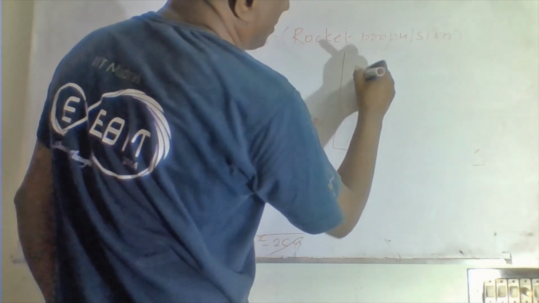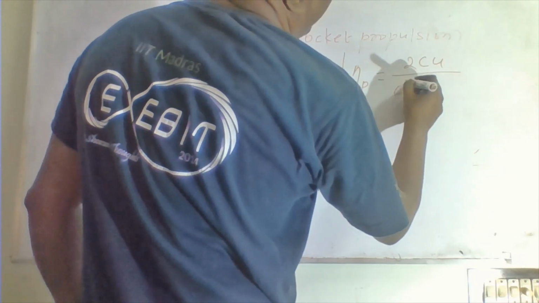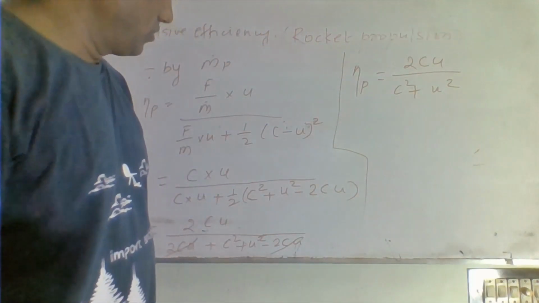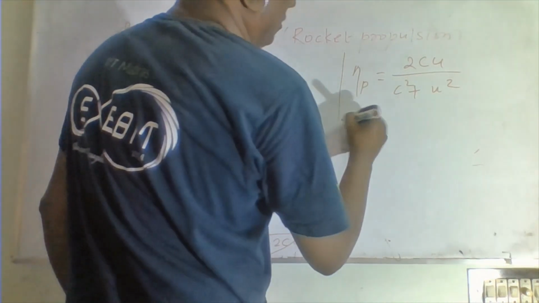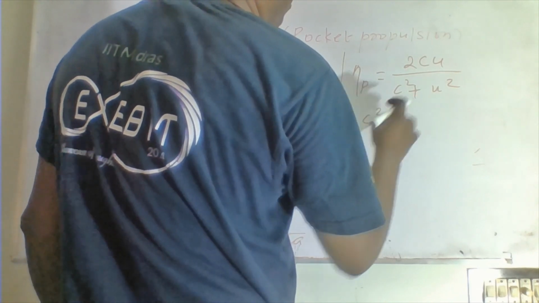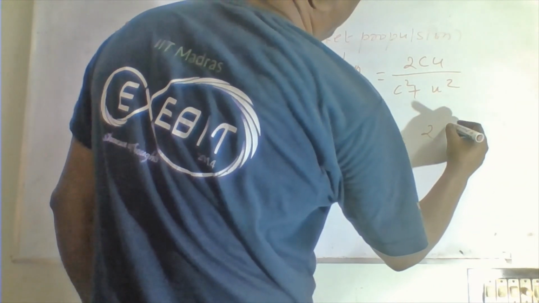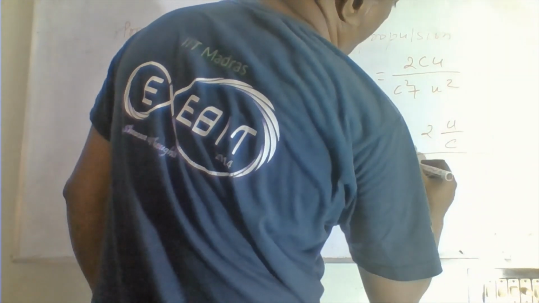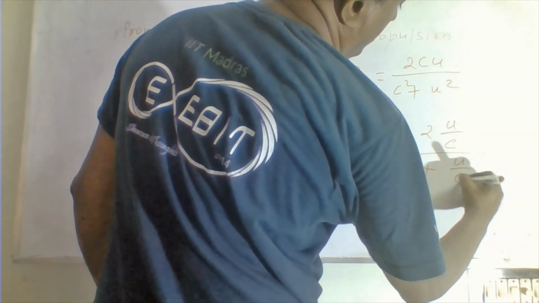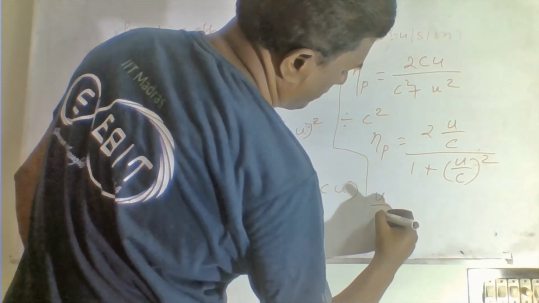The remaining propulsion efficiency becomes 2CU by C square plus U square. This can be further simplified by dividing by C square, the effective exhaust velocity squared, on numerator and denominator. It becomes 2U by C divided by 1 plus (U by C) whole square. Here U by C is nothing but sigma, which we say is the speed ratio in rocket propulsion.